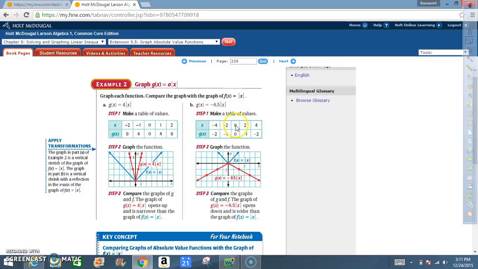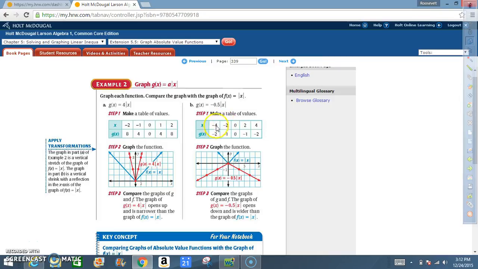And when I do that, I get 0. In this case, they're using 0, negative 2, negative 4, and then they're using 2 and 4. Notice they picked numbers that were easy to work with when we're multiplying by 0.5, because 0.5 is like saying you're multiplying by a half. So you want to pick numbers that are easily multiplied or divisible by 2, and that will be even numbers.